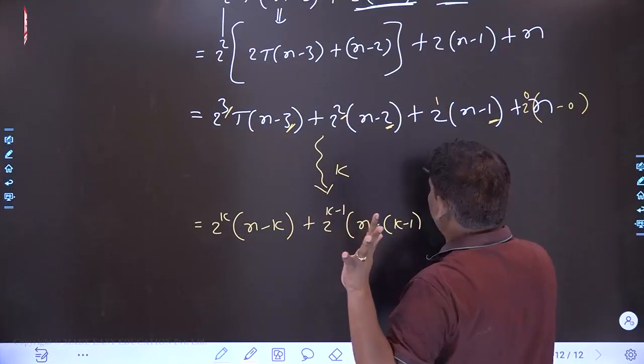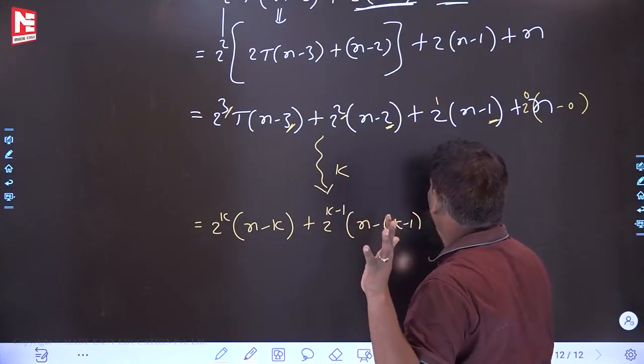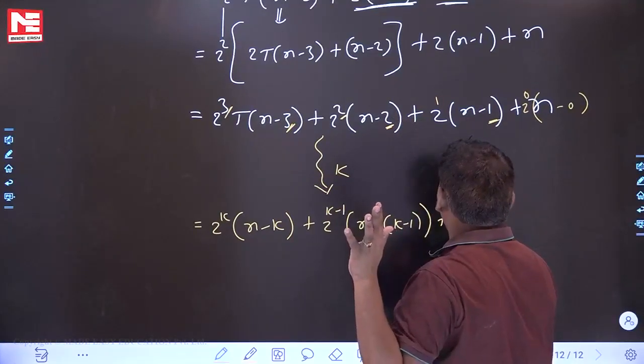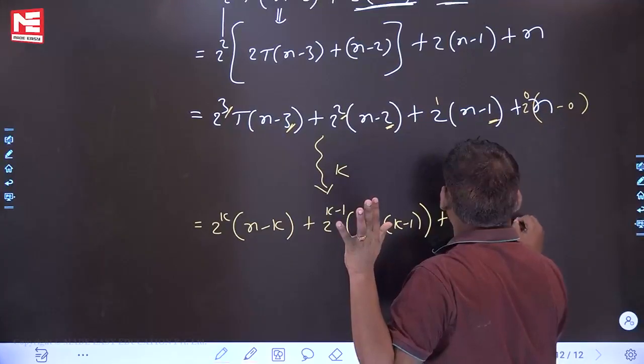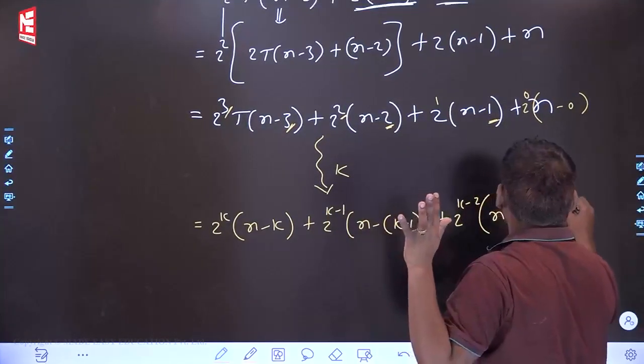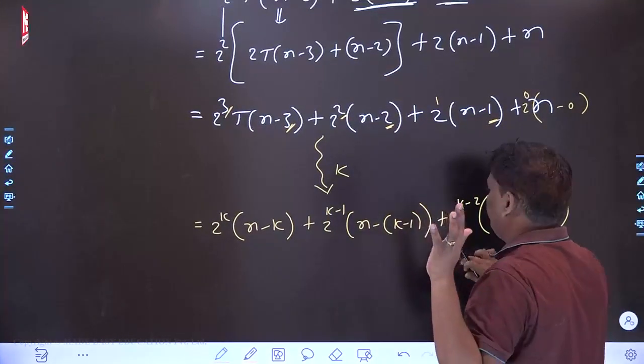I hope everyone is fine. See, 2 means 2, k minus 1 means k minus 1. Same way, 2 power (k-2), (n-(k-2)). Right? It keeps on going.